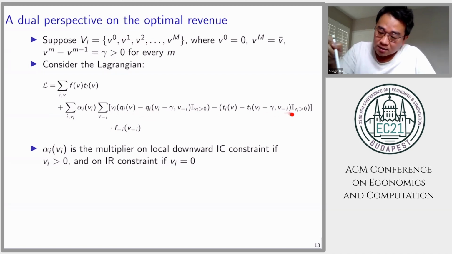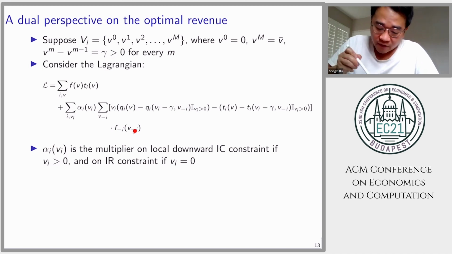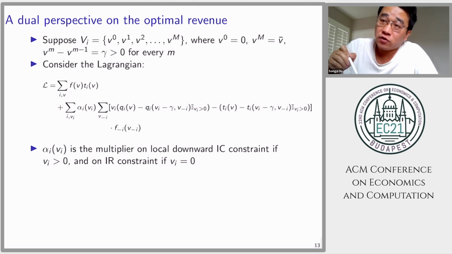Here this constraint must hold, taking expectation over others' values. It must be bigger than or equal to 0, because this is just saying that if we are Vi, we do not want to deviate to Vi minus gamma. So let's put a multiplier in front of that constraint and combine it with the objective to get a standard formulation of a Lagrangian. Finally, when Vi is equal to 0, this constraint is just the IR constraint, the individual rationality constraint, that reporting your type gives you weakly positive payoff.